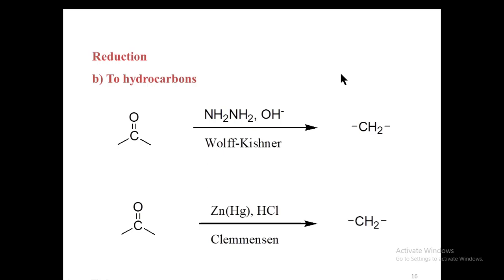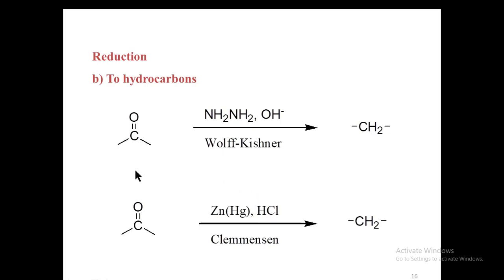Now, carbonyl compounds can also be reduced into the corresponding hydrocarbons. The two well-known examples are Wolff-Kishner reduction and Clemmensen reduction. In Wolff-Kishner reduction, hydrazine is used under basic condition, while in Clemmensen reduction, the condition is acidic and zinc amalgam is used.